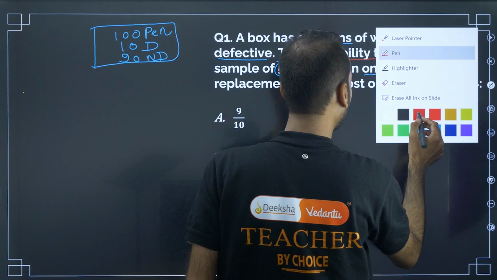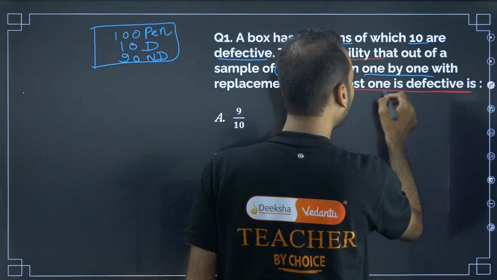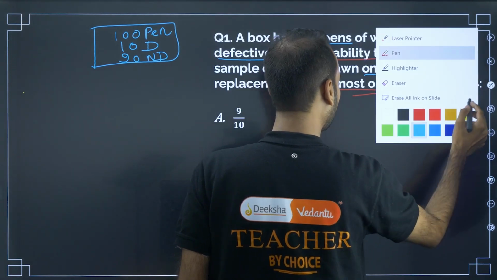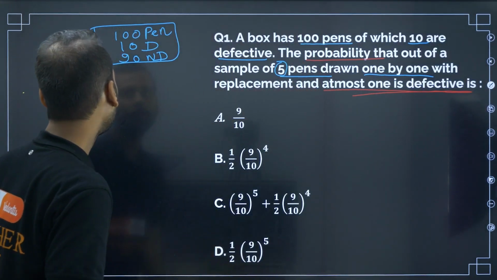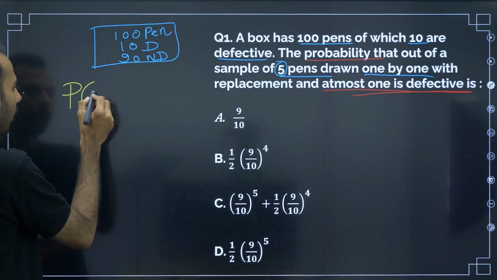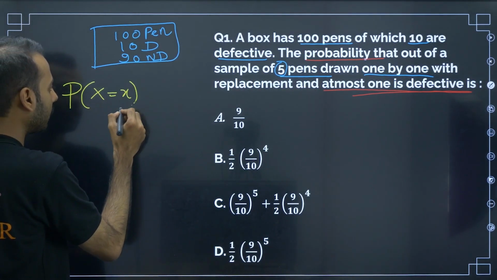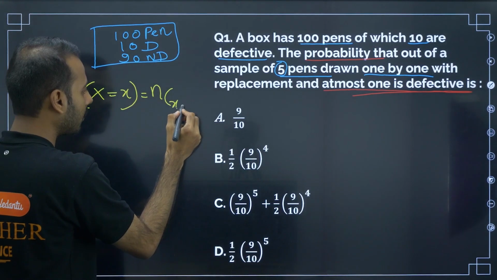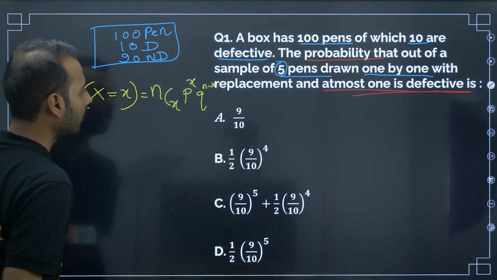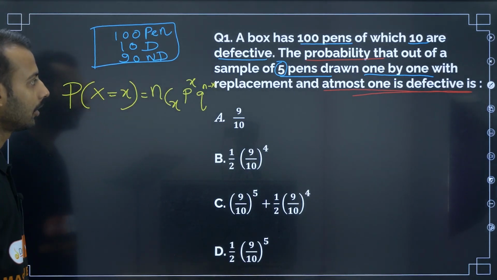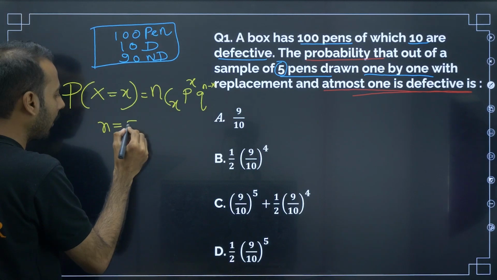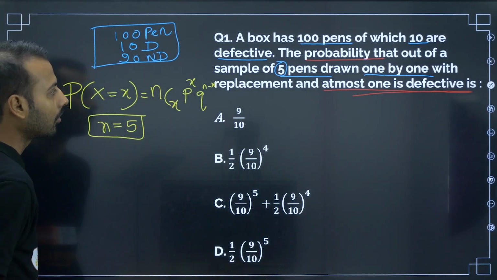So one defective is there. How to approach this problem? Now Bernoulli trials, try to recall Bernoulli trials. There is one formula: P(X = x) = nCx p^x q^(n-x). Sample of n. Now 5 pens means n is equal to 5. They have given us n is equal to 5.